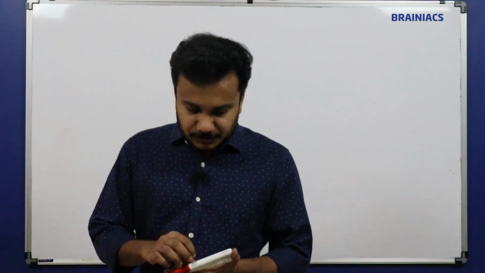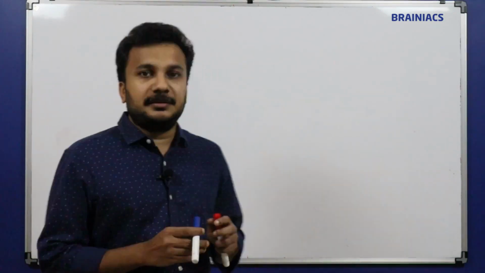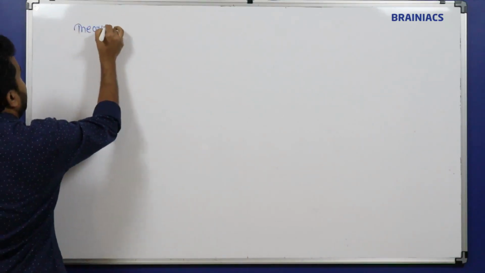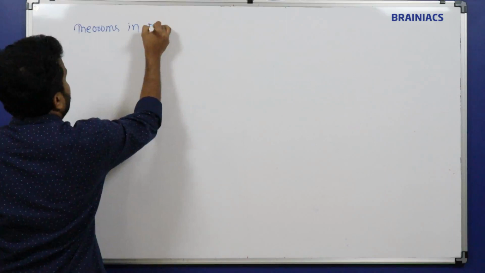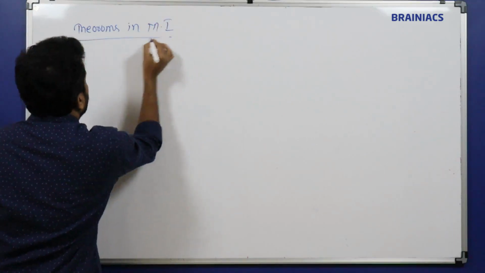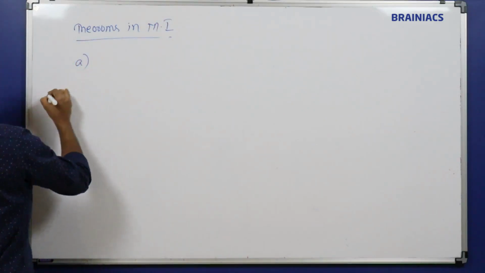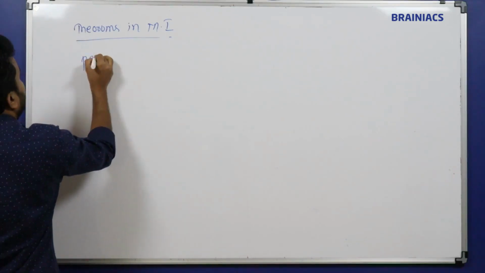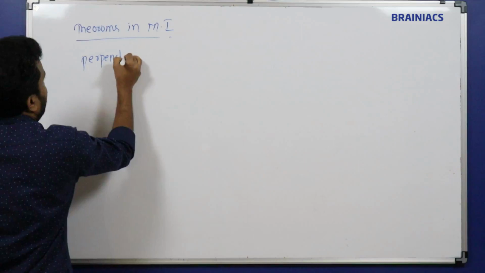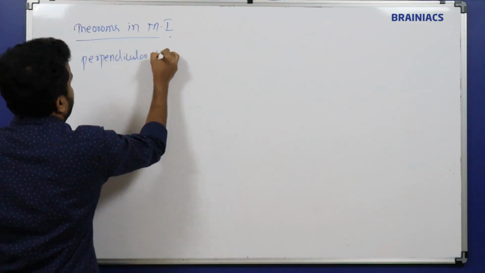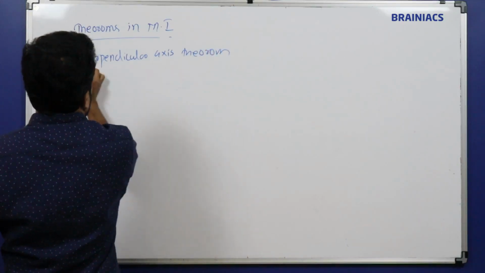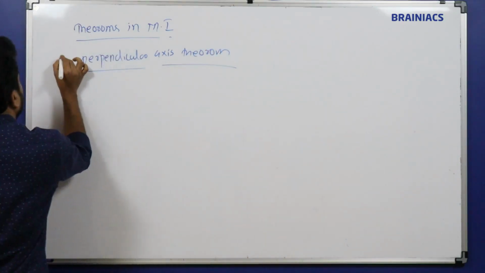Okay, so let's start with the heading. You can write down theorems in moment of inertia. Two theorems we are going to learn about. The first theorem is called the perpendicular axis theorem. This is the first theorem.